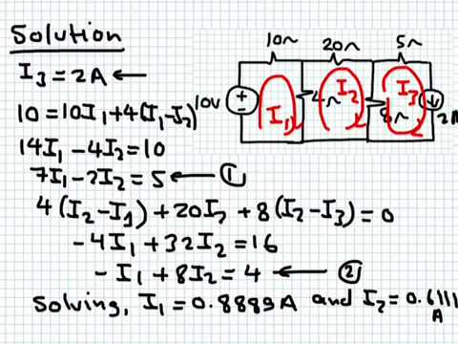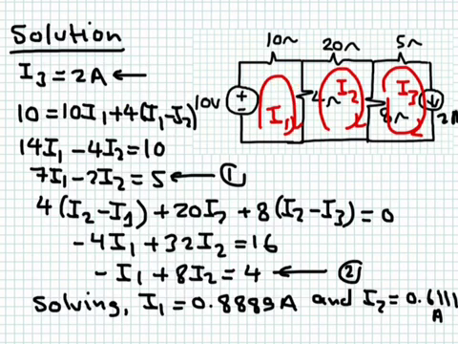And this is why it reduced the number of equations by 1. I have now to solve only for I1 and I2. And everywhere I have I3, I'm going to replace it by 2 ampere. So let's apply KVL here. You can simply say that the value of the voltage source is equal to the sum of the drops.